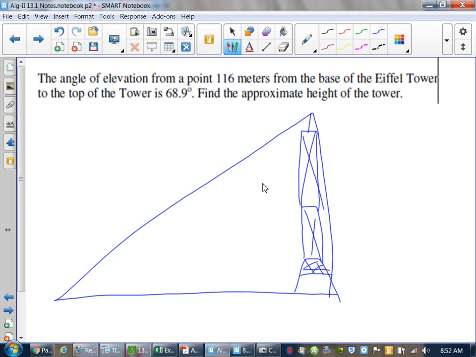How about this? Not to scale. So if this is 68, he draws it up, asterisk, not drawn to scale. What trig function are you going to use to find the approximate height? Which one? Tangent. Very good.